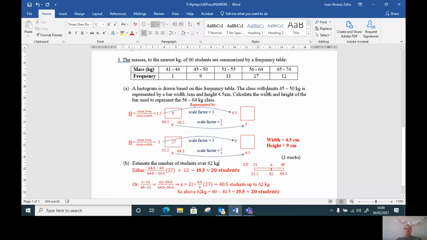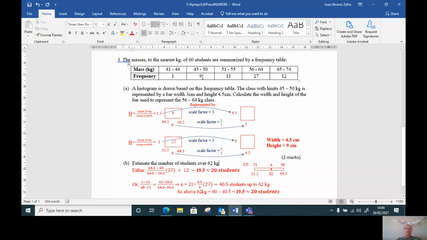The class with the limits 45 to 50 is represented by a bar of width 3 centimeters and height 4.5 centimeters. And then we're asked to calculate the width and height of another class. So let me say a little bit about this. When you're drawing a histogram, we generally need to calculate what the class width is, and we represent the class frequency by the area.